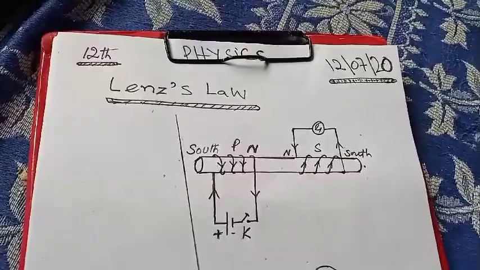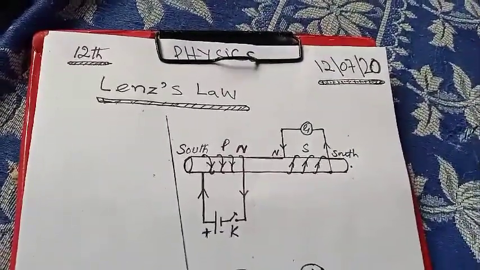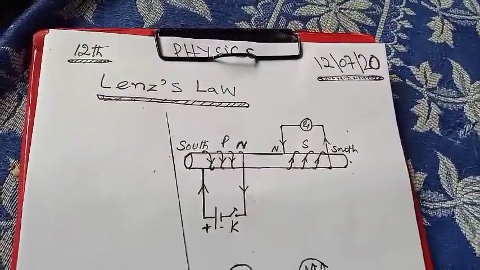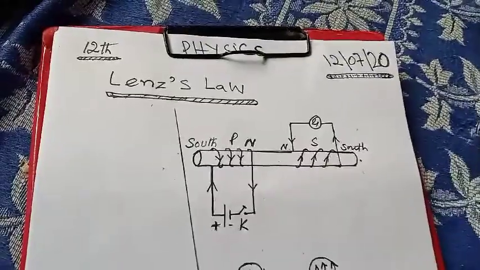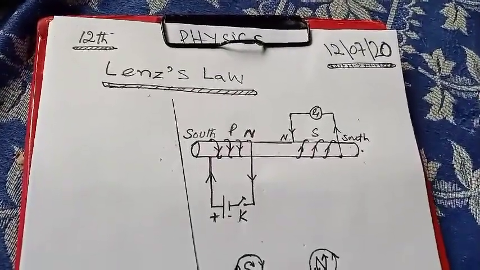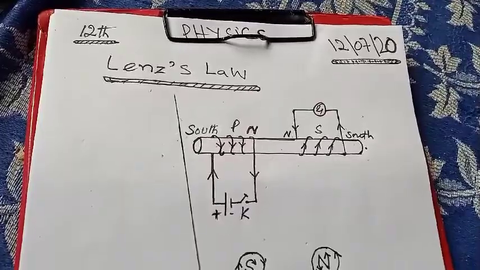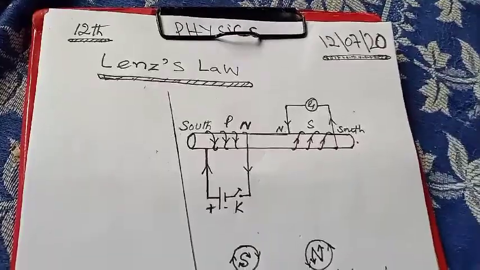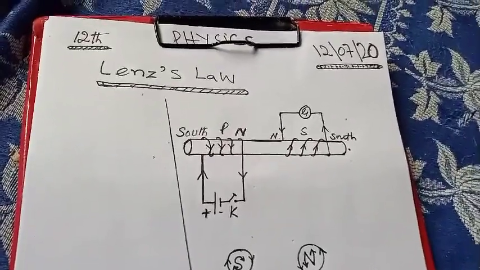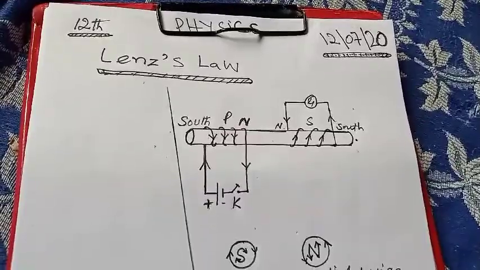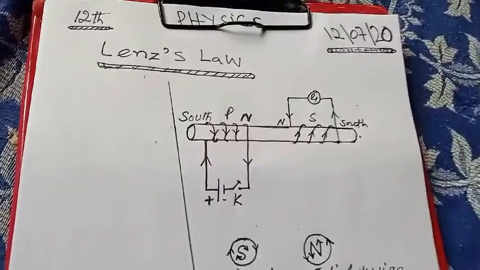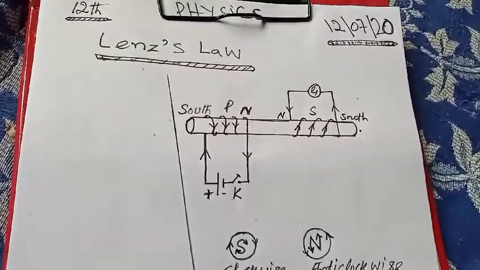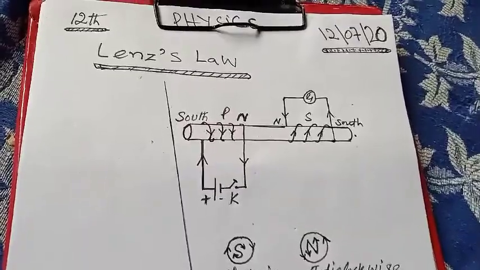Today's topic is Lenz's law. By Faraday's laws of electromagnetic induction, we have seen that if the magnetic flux linked with a coil changes, EMF is induced in the coil, as a result of which current flows through the coil. Faraday performed various experiments in order to demonstrate this electromagnetic induction.